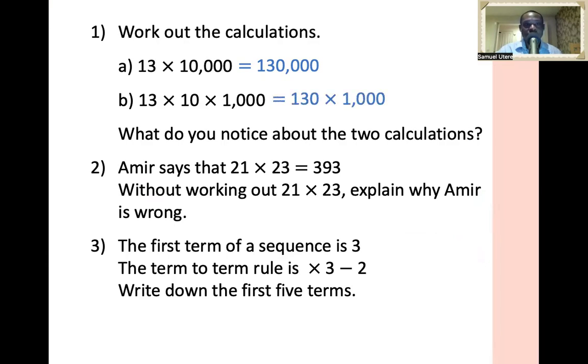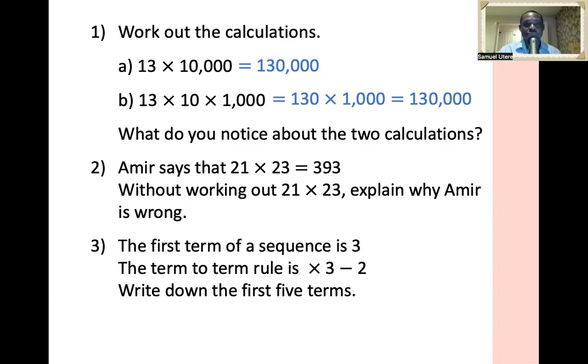And then 13 times 10 times 1,000 is the same thing as 130 times 1,000. Notice that the calculations are similar, but just expressed differently. And that's what we notice in the two calculations.